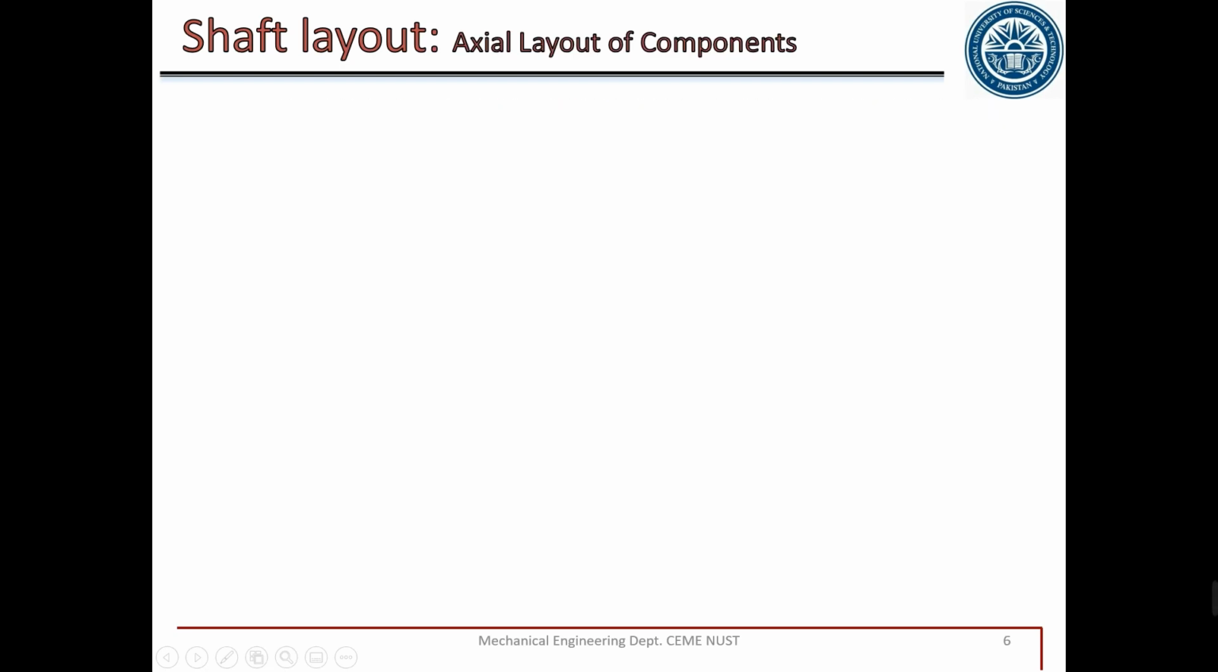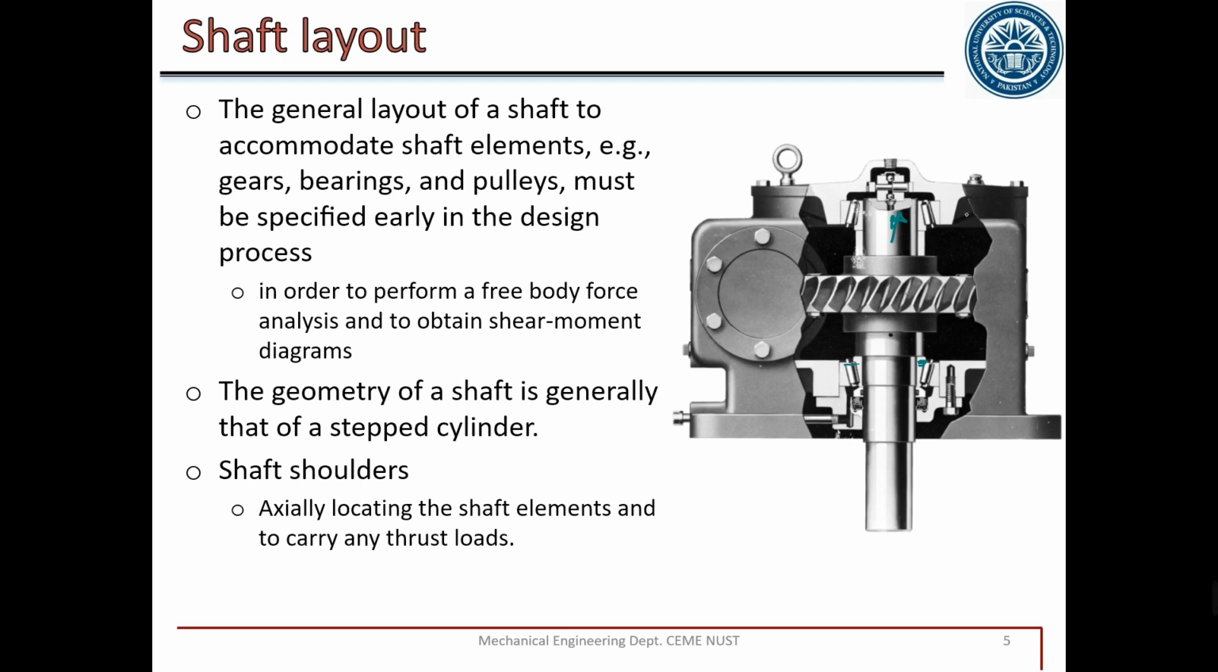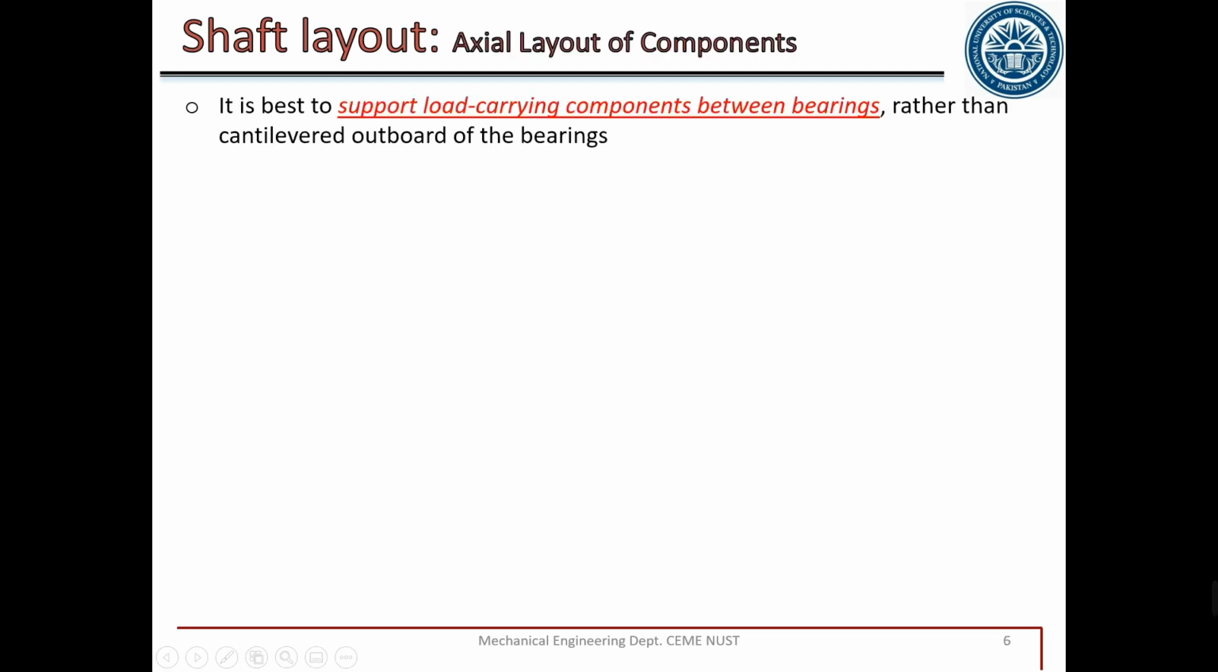Axial layout means how we put elements along the axis of the shaft. The shaft rotates about this axis. This is the motion of the shaft, but the attachment of elements along the axis of the shaft is done like this. Support load carrying components between bearings. Most of the time we have the bearings only to support the shaft, so most of the load carrying components are placed in between the bearings.